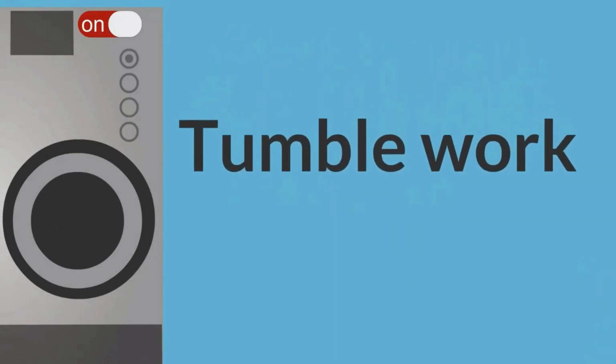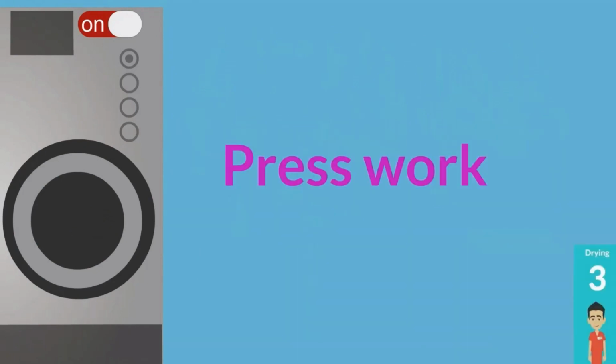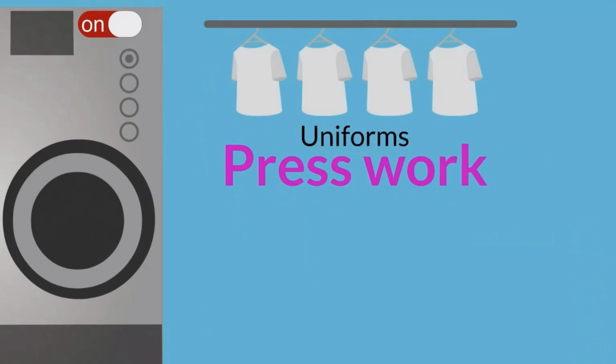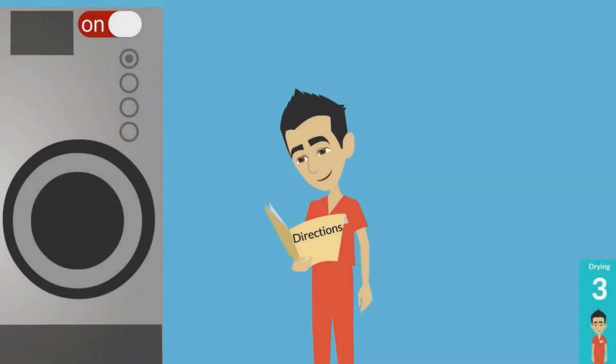Tumble work includes using the dryers for drying towels, washcloths, and diapers. The press work includes uniforms. Flat work refers to sheets, pillowcases, napkins, and other similar laundry pieces. Always follow the manufacturer's directions for operating and maintaining the dryers.